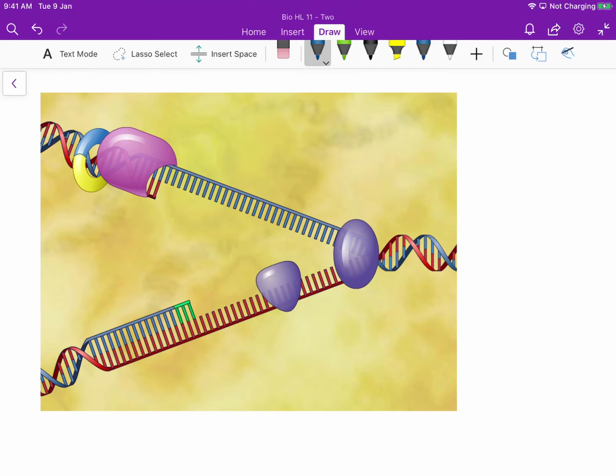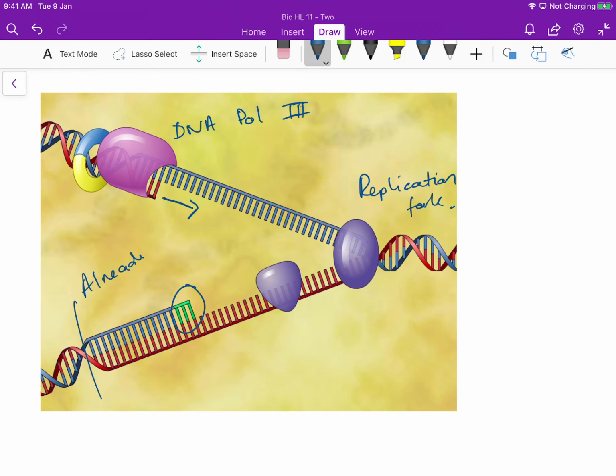Let's have a look at what's happening on the lagging strand. So the leading strand was easy. We added one primer, and then it's just going to keep adding in the DNA polymerase 3. We'll keep adding in new nucleotides towards the zip, towards the replication fork. But for the lagging strand, it also is going to need a primer. So this is one section, this is already done. So this section's already been done, so we can kind of ignore that. Let's ignore this section here.